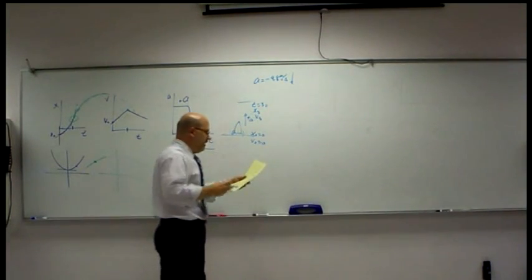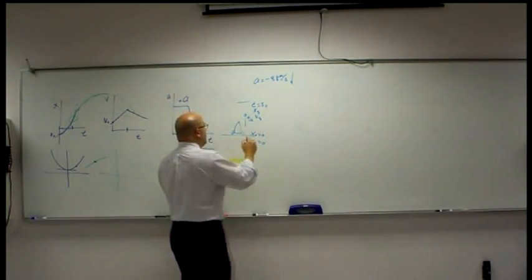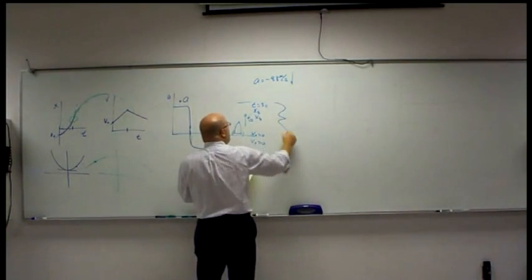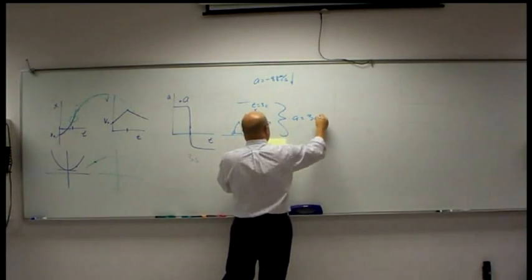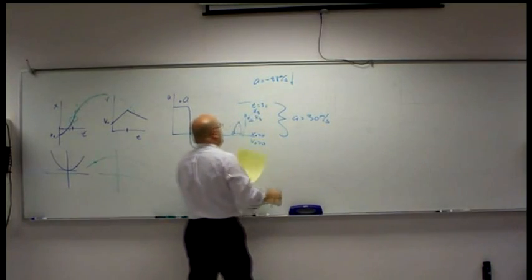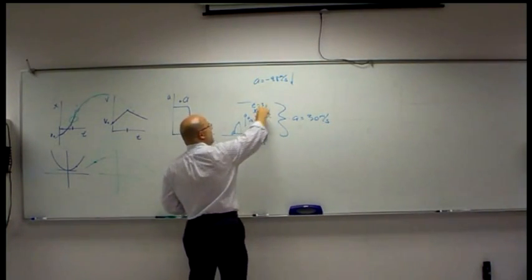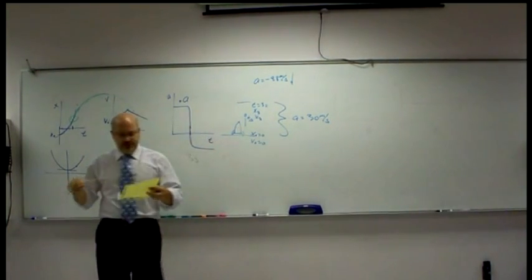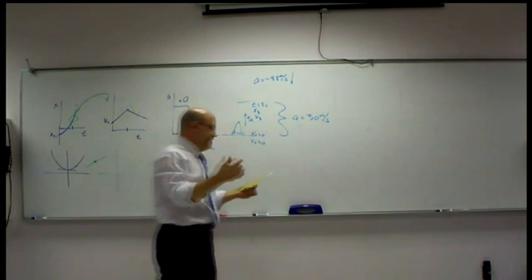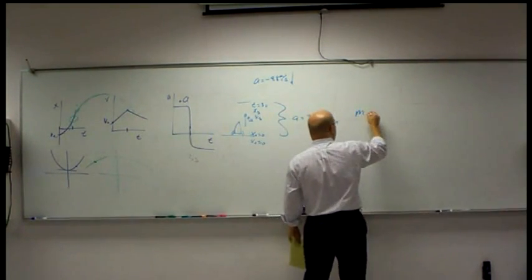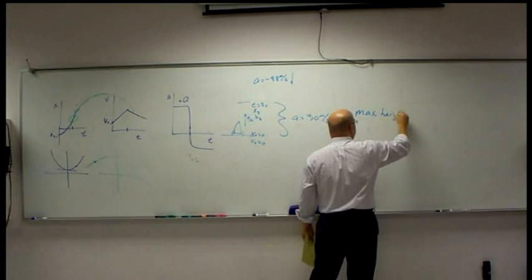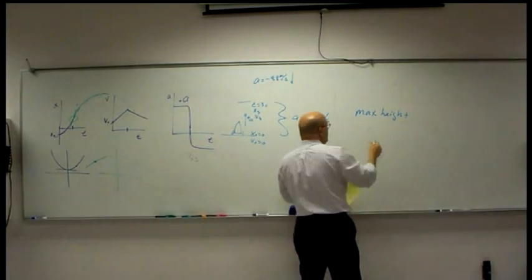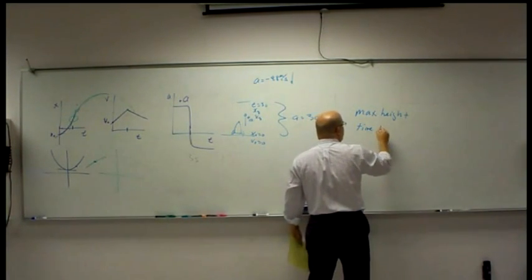In fact, here we go. It's almost the exact same problem I've written already. The acceleration between here and here is 30 meters per second squared. After 3 seconds, it coasts to a stop someplace. I want to know the max height and the time to get there.